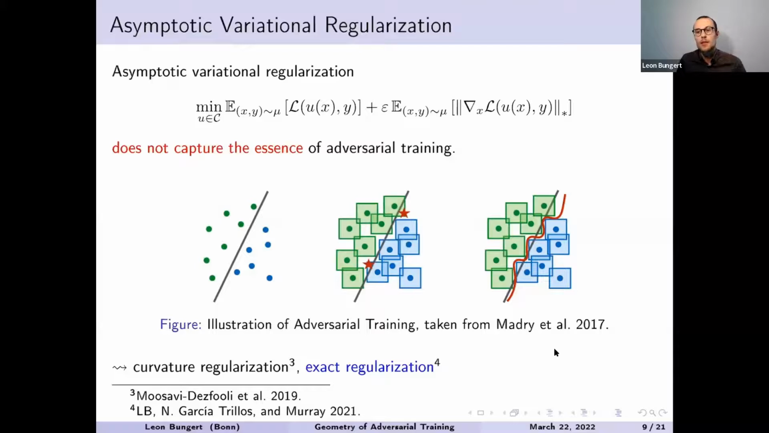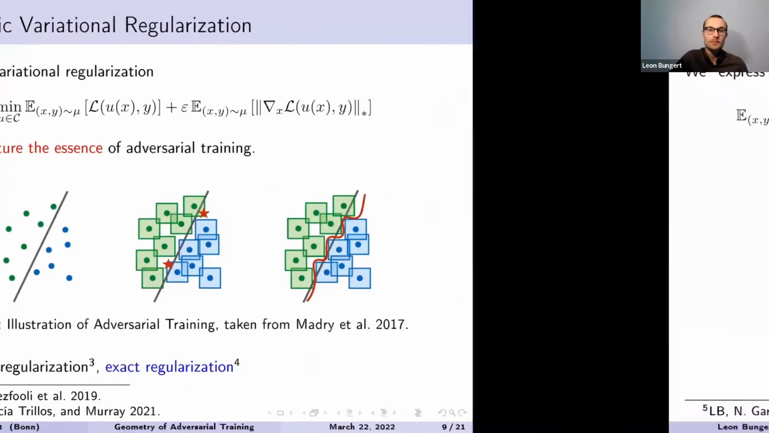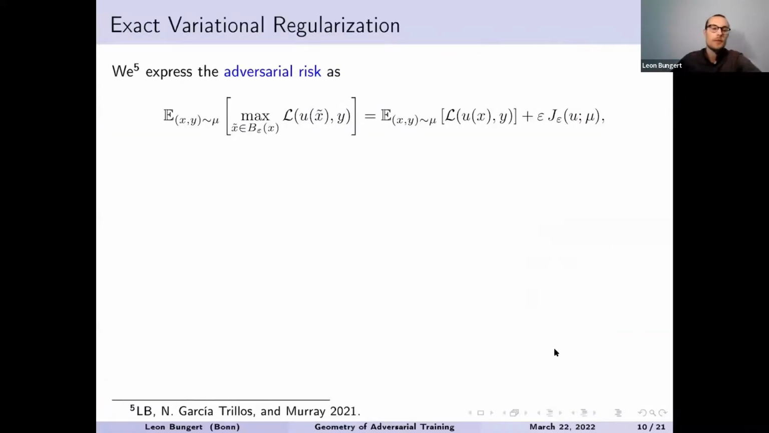So that means to try to understand whether adversarial training is a regularization method, however, with respect to a different regularization functional, which is not this total variation term up here. And indeed, it turns out that this is the case. And this is what we showed together with Nicolás and Ryan. Namely, adversarial training equals a regularization method. So you can write it like this. You can write it as the sum of the empirical risk plus epsilon times the regularization functional. And this regularization functional is a non-local total variation.